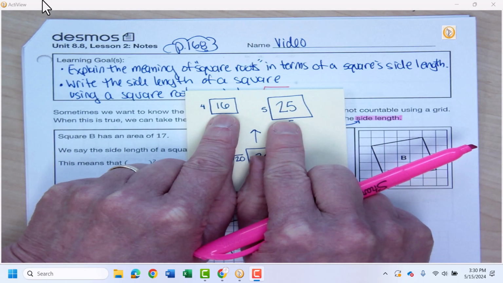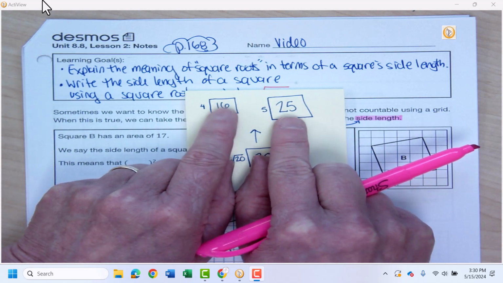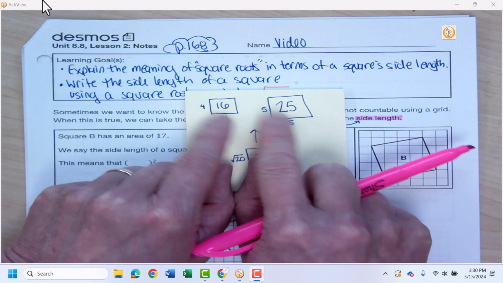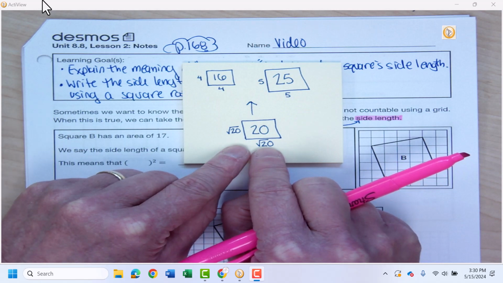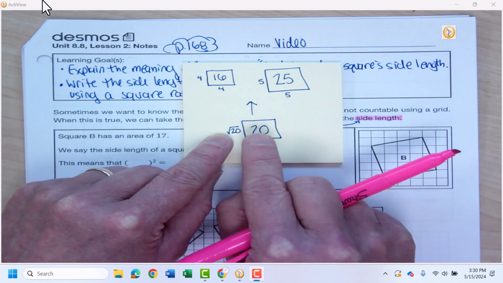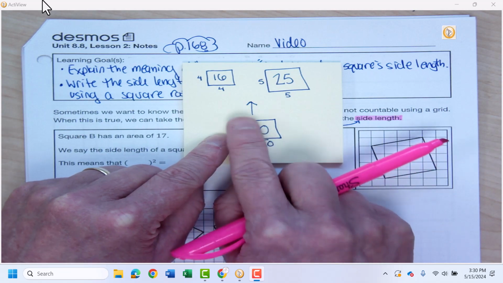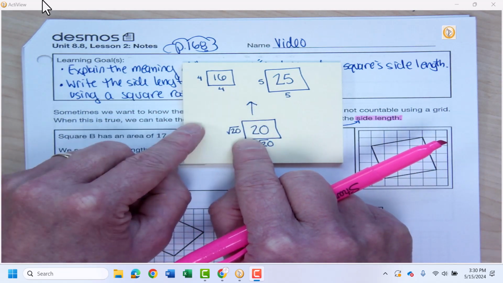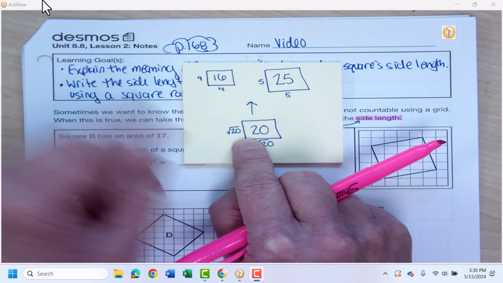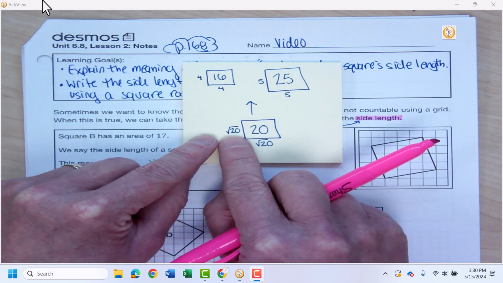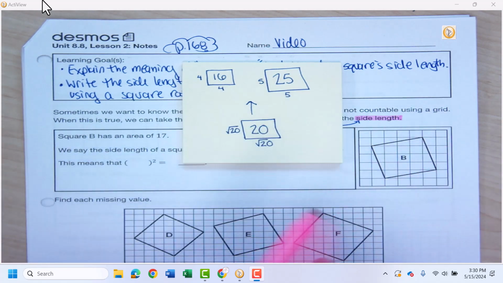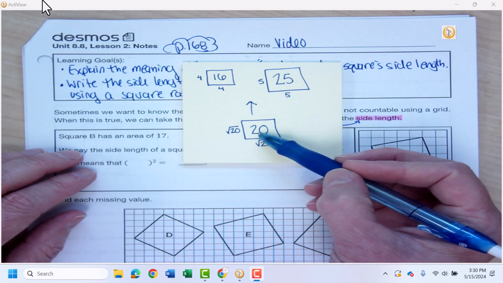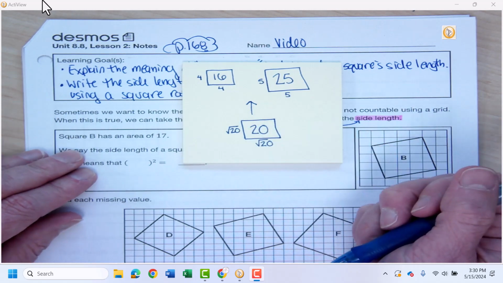But what if I have an area that's somewhere between 16 and 25? How do I express the length of that side? Well, the way we express the length of that side is using this square root symbol. If the area is 20, I know the length of this side is somewhere between 4 and 5, but it's hard to pin it down. So we're going to just use this symbol and say the side length is the square root of 20. We'll talk more about square roots in lessons to come, but for right now, that's the connection we're making today. If the area is 20, the length of one side is the square root of 20.